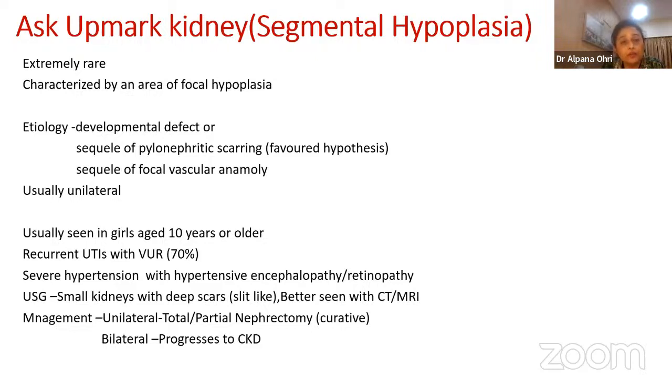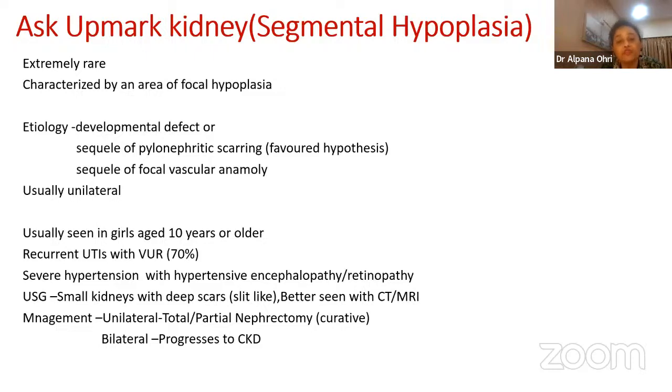This is usually a unilateral disease, and how children present are, they are mostly girls about 10 years of age or older who present with recurrent UTIs and with VUR seen in up to 70% of the individuals. The other presentation is with malignant hypertension, often going on to hypertensive encephalopathy or retinopathy. And when such children are subjected to sonography, small kidneys with deep scars are seen, almost slit-like.